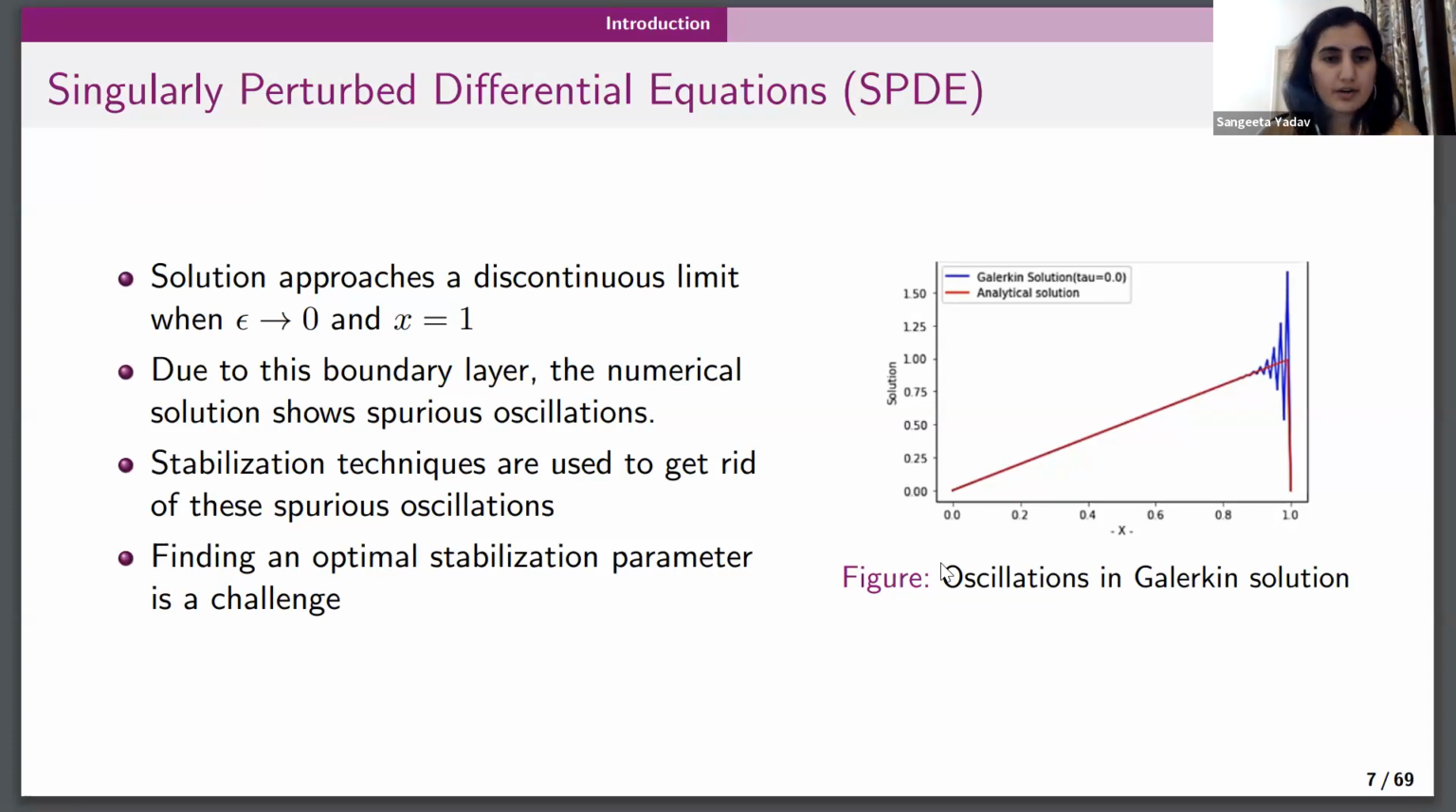So as to get rid of these oscillations, often stabilization techniques are used in literature. But most of these stabilization techniques are dependent on a stabilization parameter, which is in general difficult to find. And in this work, we are focused on finding an optimal value of stabilization parameter.